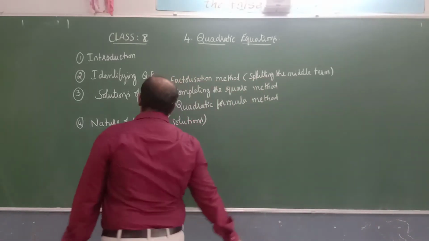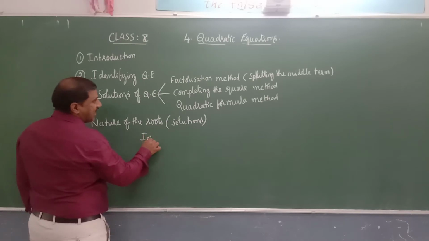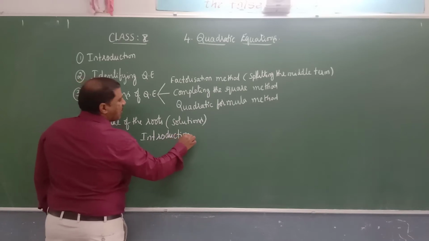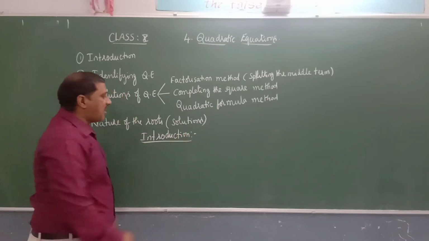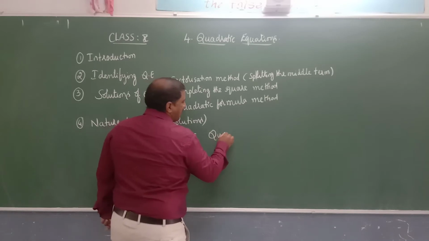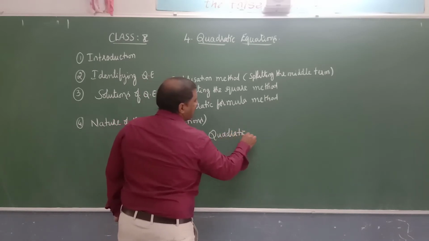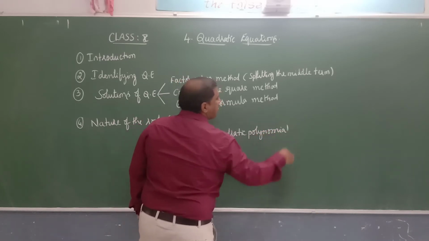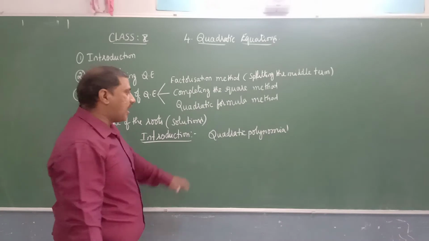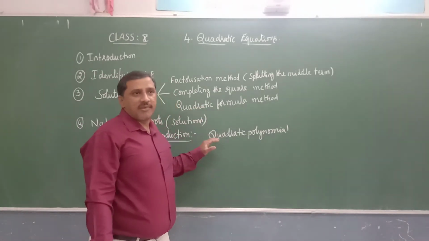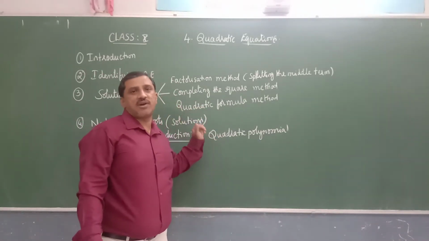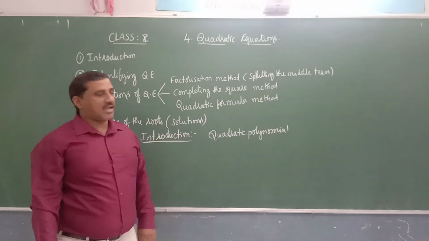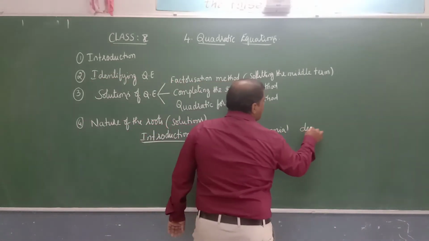In the introduction part, we have come across the quadratic polynomial. So what is a quadratic polynomial? Its general form or standard form we have studied. Any polynomial with a degree, or the highest power of the variable, equal to 2 is known as a quadratic polynomial. So for a quadratic polynomial, the degree is 2.